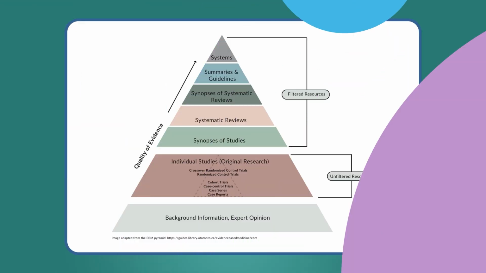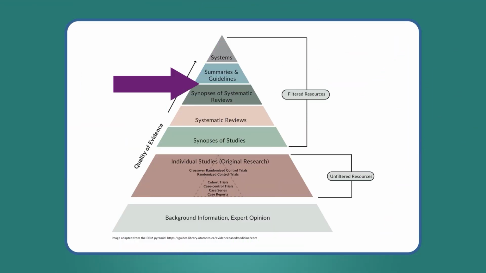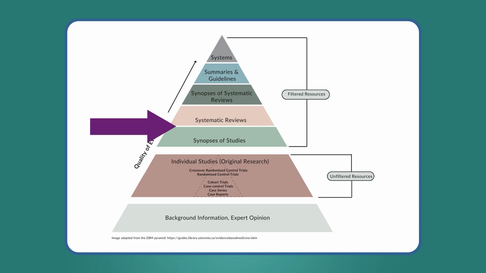Then acquire the evidence. Always focus your search on the strongest available evidence. Look at resources at the top of the evidence-based information pyramid: systems, summaries, and guidelines, and so forth. Depending on the complexity of the question, you might need to review sources of evidence lower down the pyramid, like systematic reviews or individual studies.